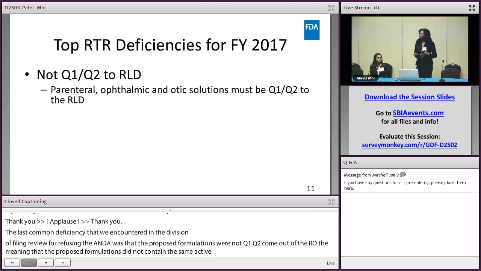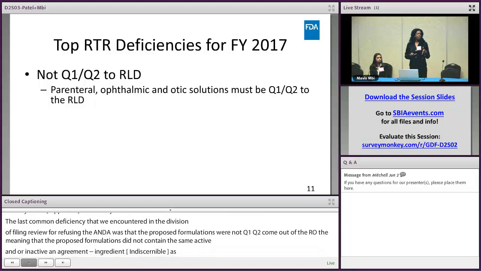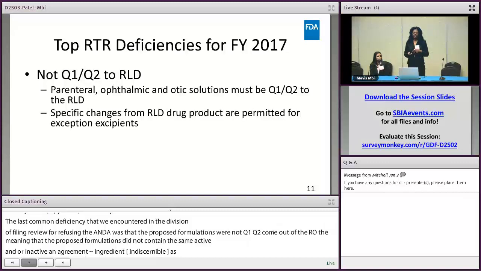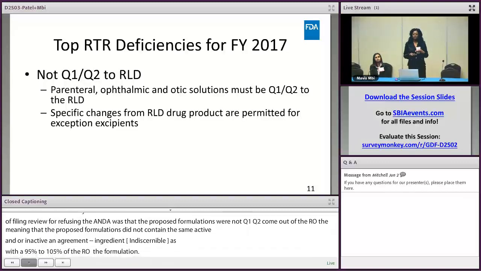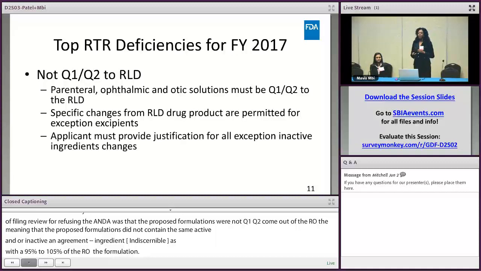For parenteral, ophthalmic, and otic solution drug products, they must be Q1, Q2 to that of the RLD. Specific changes from the RLD drug product are permitted for exception excipients. However, applicants must provide justification for all exception excipient and active ingredient changes, demonstrating that the changes would not affect the safety and efficacy of the proposed drug product at the time of the ANDA submission.